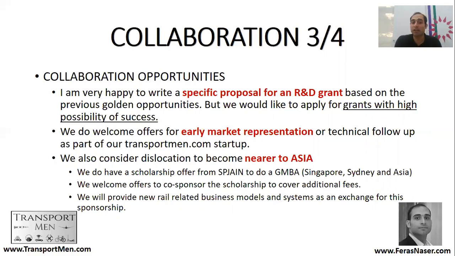We also welcome offers for early market representation or technical follow-up. So if you have a product or a technology that you would like to introduce to certain markets, we are happy to collaborate with you and to introduce these markets to you, as part of our transportment.com startup, where we try to bring different people working in the transport organization and the recent advances in transport technology to life.